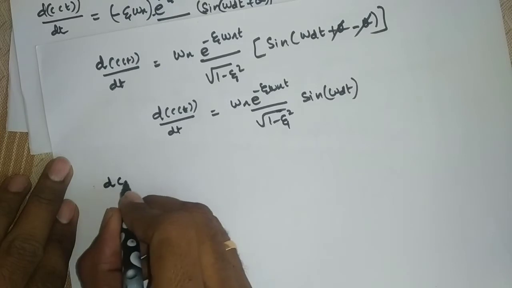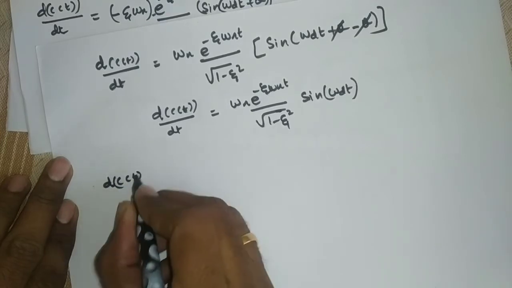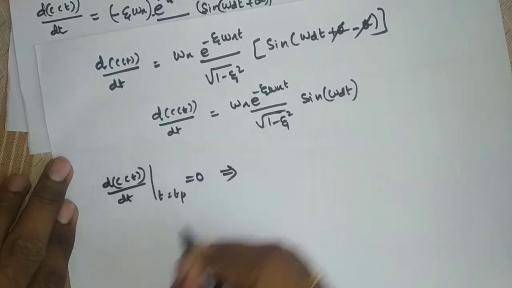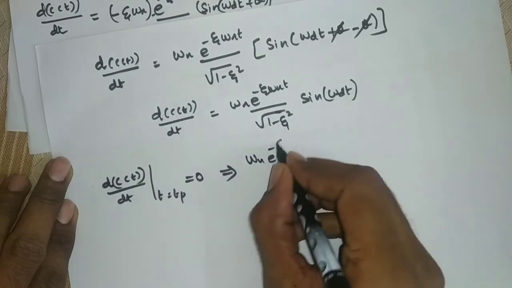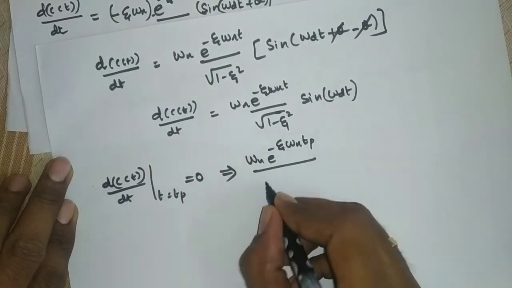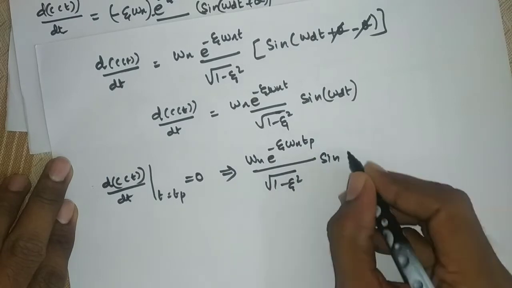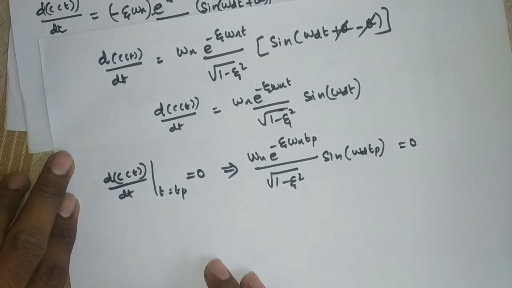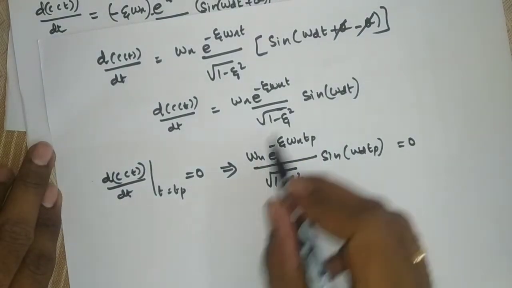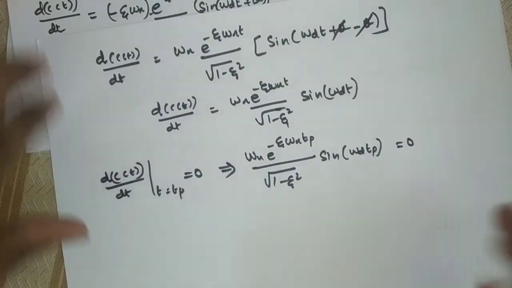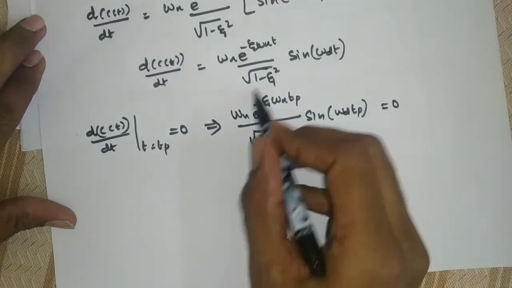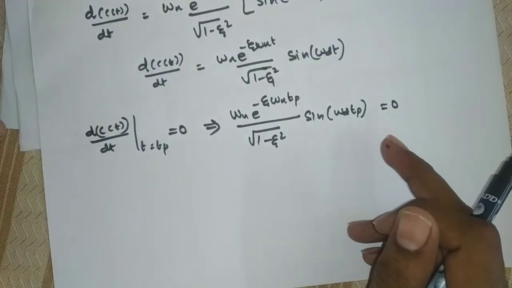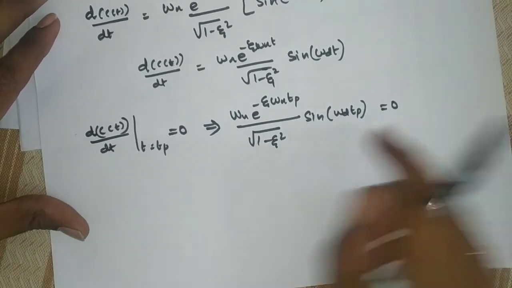So d of c(t) by dt at t equal to tp is 0. So omega n e power minus eta omega n tp divided by root of 1 minus eta square, sine of omega d tp, equal to 0. Absolutely we are having two terms, an exponential term and a sinusoidal term. During the rise time derivation itself, I told you that a into b equal to 0, so either a or b must be equal to 0. That is why the multiplication of that 2ab is nothing but 0, we got.